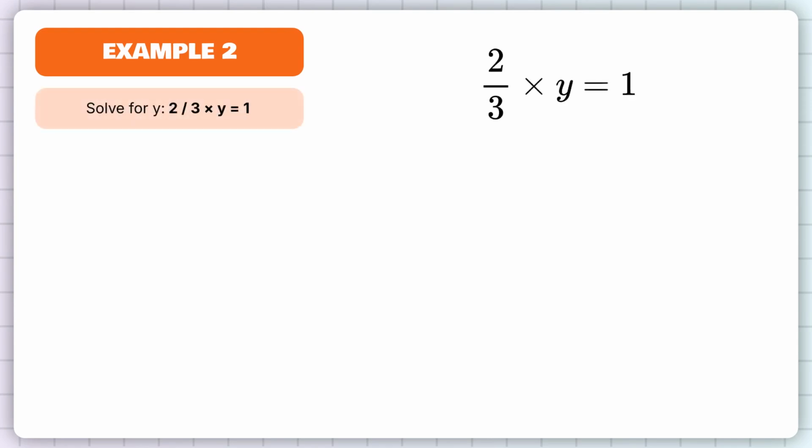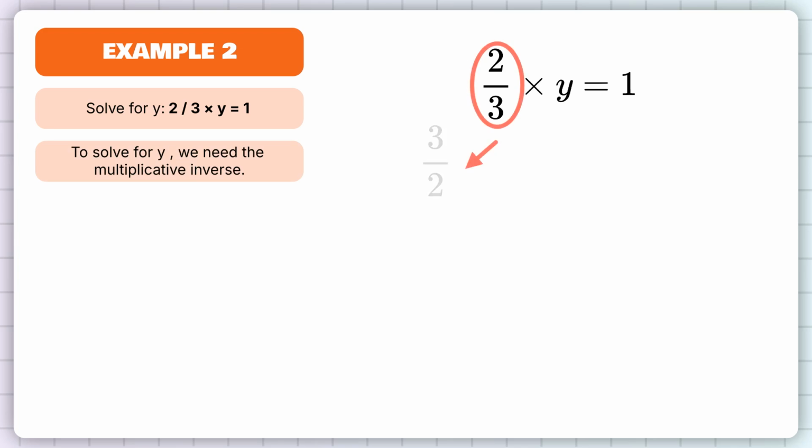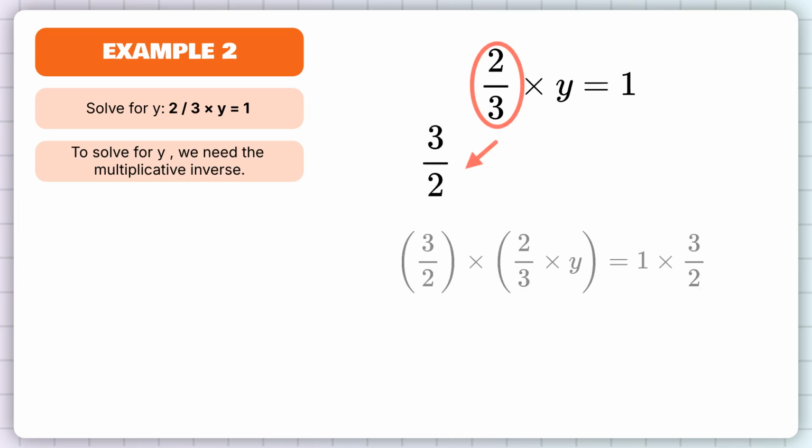Now let's consider a slightly more complex equation. 2/3 multiplied by y equals 1. To solve for y, we need the multiplicative inverse of 2/3, which is 3 over 2. Then we multiply both sides by 3 over 2. The 3 over 2 and 2/3 will cancel each other out on the left side, leaving y. This simplifies to y equals 3 over 2, which is our solution.